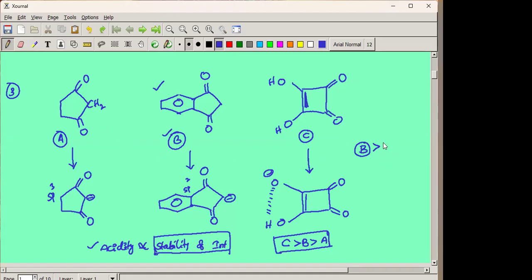Now in this concept, if we base it on Baeyer strain theory, what happens? This is a 5 member ring system, this is also 5 member, and this is a 4 member ring system. Stability is more for B. B is greater than C, so B is greater than A greater than C. Actually what we write is C greater than B greater than A because of intramolecular hydrogen bond. But that does not properly work here because of the ring strain. Is it clear?